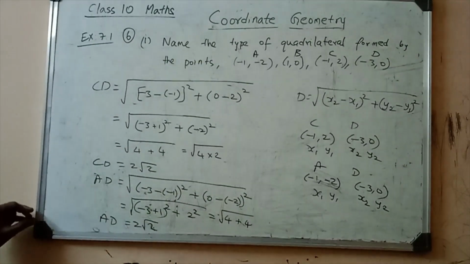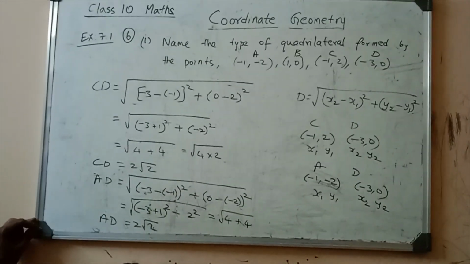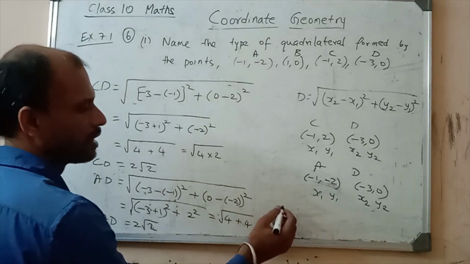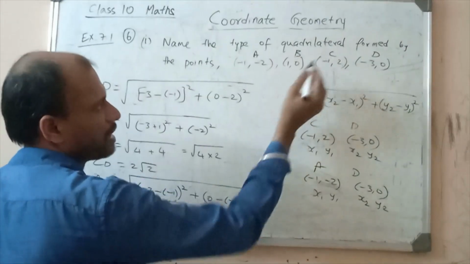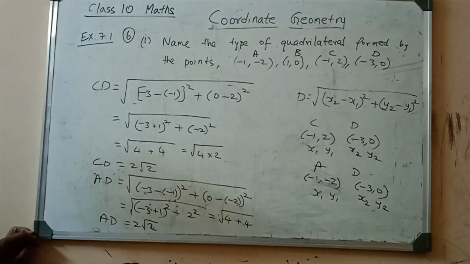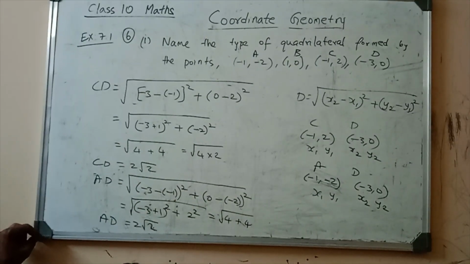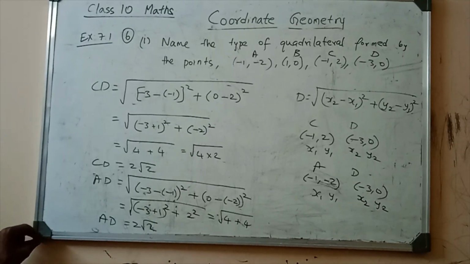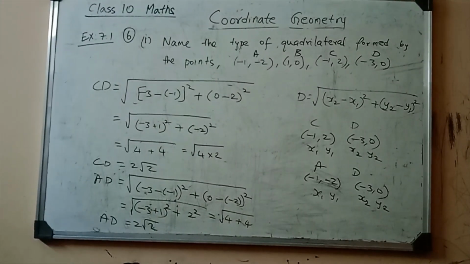So all four sides are equal now. So it may be a square or rhombus. But to differentiate whether it is a square or rhombus, I have to find the diagonals. The diagonals mean opposite vertices, AC and BD. If AC is equal to BD, then it is a square. If AC is not equal to BD, then it is a rhombus.